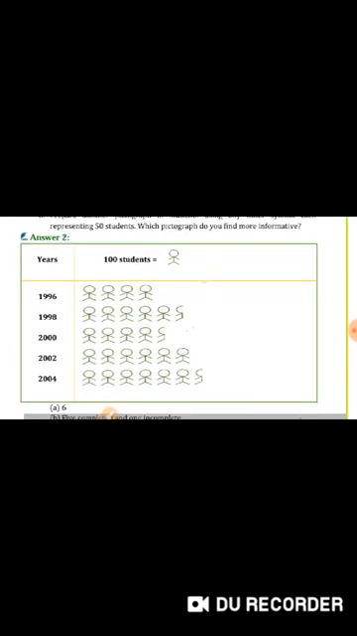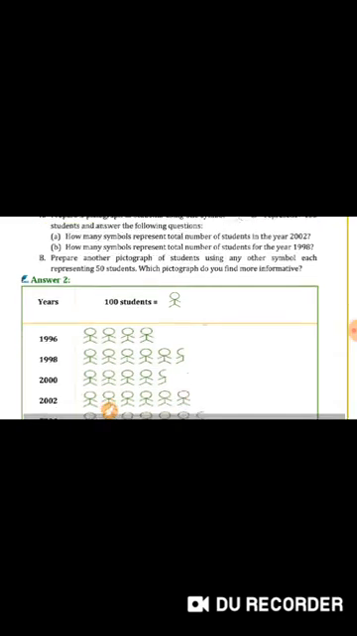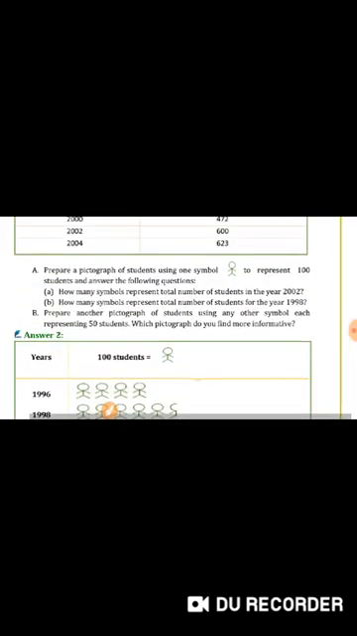Then the question: how many symbols represent the total number of students in the year 2002? 1, 2, 3, 4, 5, 6. So 6. Then how many symbols represent the total number of students in the year 1998? 1, 2, 3, 4, 5 completed and 1 half, 1 incomplete.